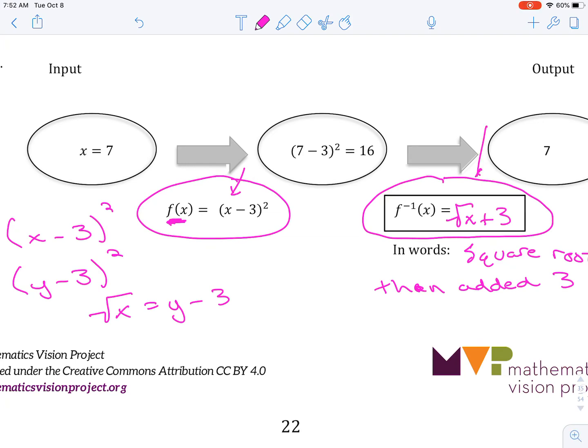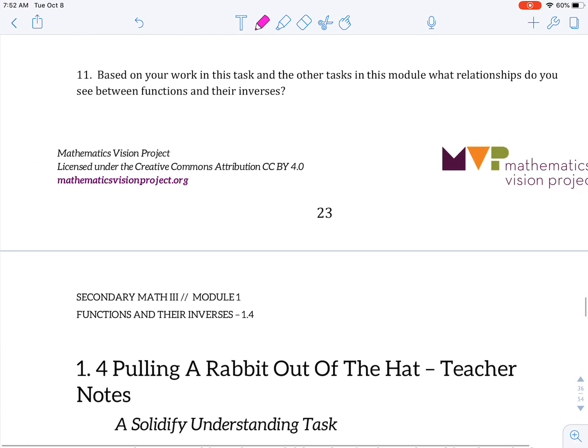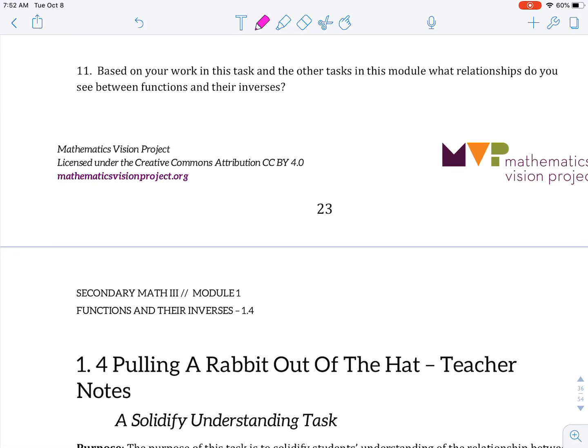And just like over here, we can only have positive numbers, but for the other side, so here, y could only be positive, but in the inverse, x can only be positive because we can only take the square root, unless we're using imaginary numbers, of positive numbers. So however you want to summarize that is fine. Okay? Based on your work in this task and the other tasks in this module, what relationships do you see between functions and their inverses?